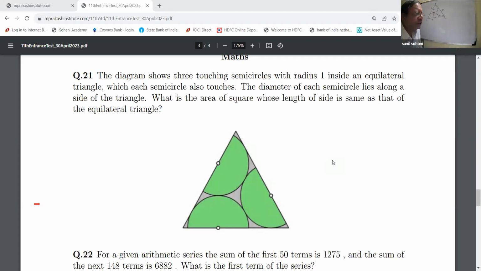Okay, I'm reading the question. The diagram shows three touching semicircles with radius 1 inside an equilateral triangle, which each semicircle also touches. The diameter of each semicircle lies on the sides of the triangle. What is the area of the square whose side length is the same as the length of the equilateral triangle? So I am stopping sharing the screen.